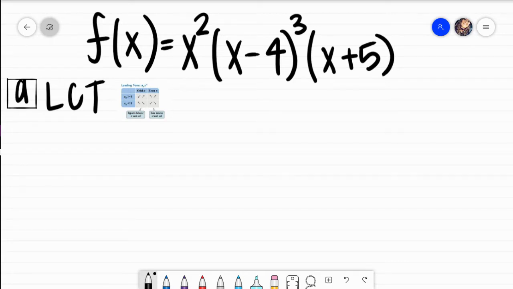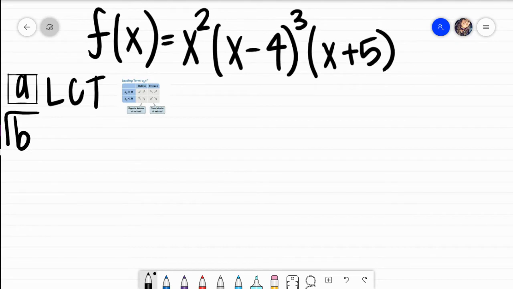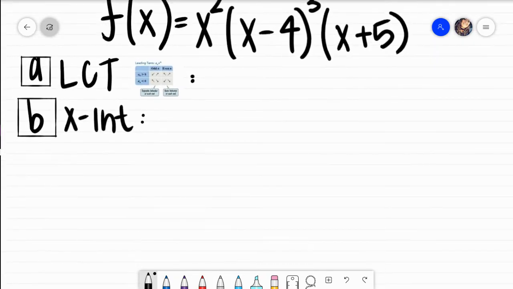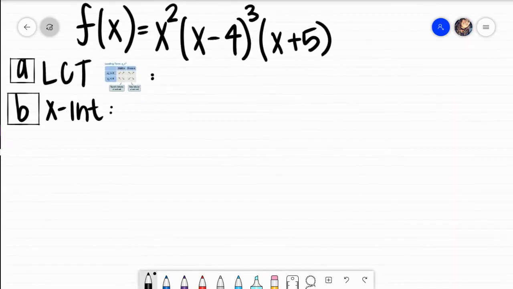It's also going to ask us to find the x-intercepts. We're going to find this by seeing what makes our function 0, which means we would do f of x equals 0. You take your function and set it equal to 0, and that tells you what makes that function 0. Those would be where it crosses on the x-axis, or where those intercepts are.